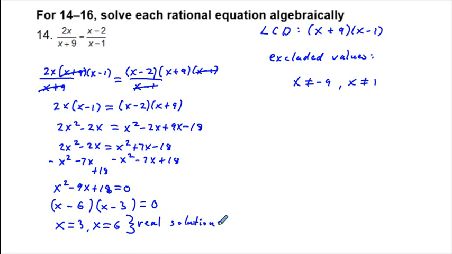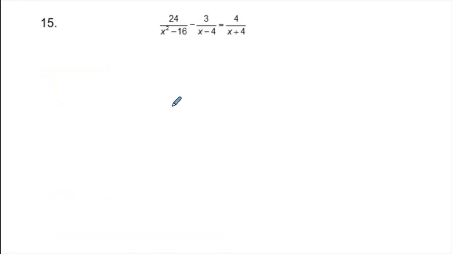And that will be our answer to problem 14. 15, we have 24 over x squared minus 16 minus 3 over x minus 4 equals 4 over x plus 4. So our common denominator is going to be our factored form of x squared minus 16. We're going to call that quantity x plus 4 times quantity x minus 4.